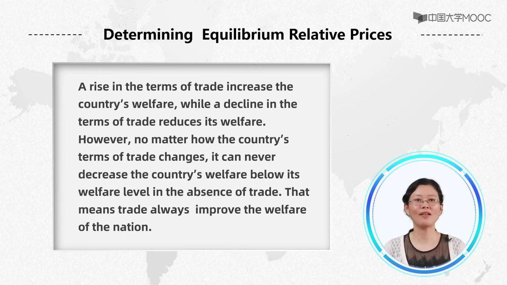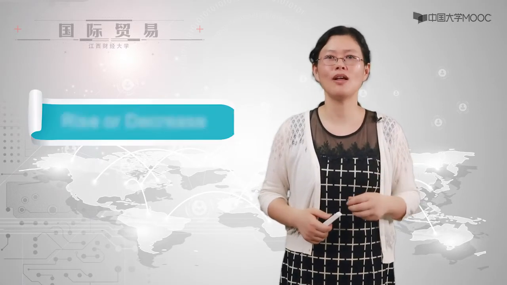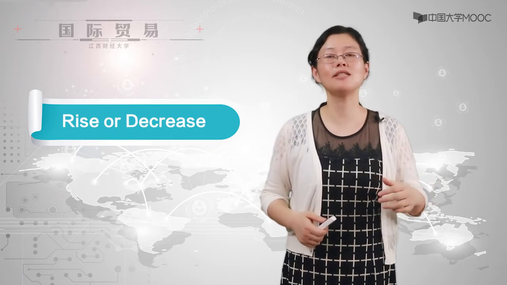However, no matter how the country's terms of trade changes, it can never decrease the country's welfare below its welfare level in the absence of trade. That means trade always improves the welfare of a nation. In the discussion we made before, we always supposed the rise or decrease of the relative price of clothes. But we haven't talked about the reasons why the relative price will be increased or decreased. Now, we will talk about that.